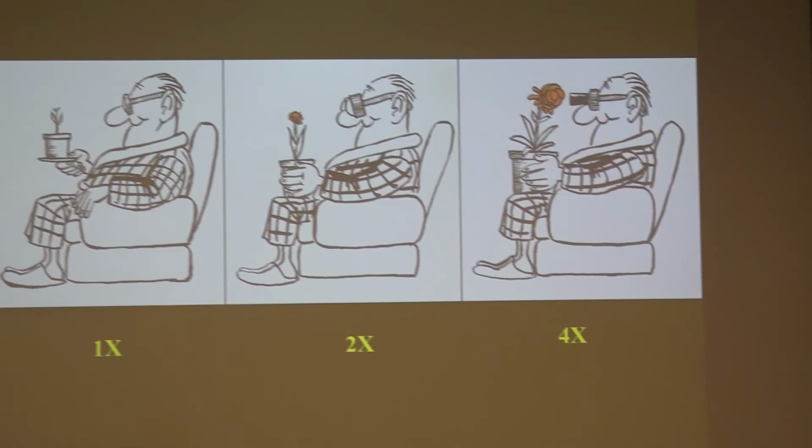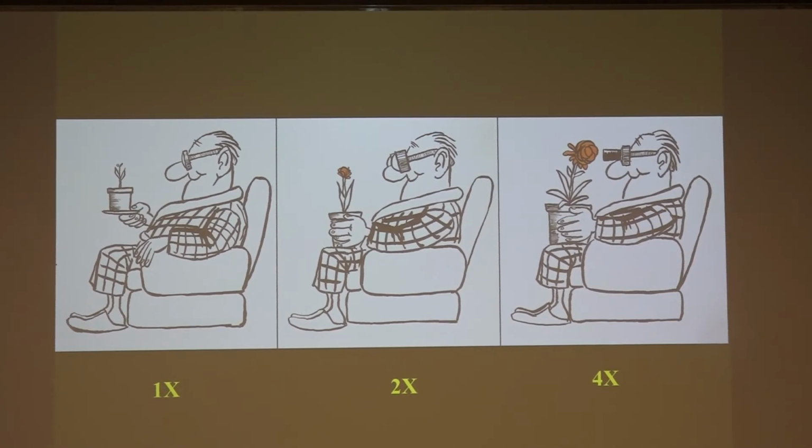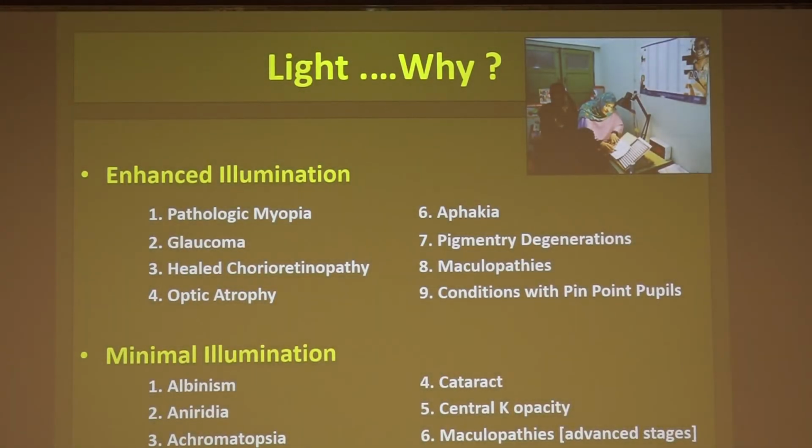This slide illustrates the effect of magnification. The higher the magnification, the bigger the image, and the bigger the retinal spread, and the better the patient's experience. We can help patients suffering from pathological myopia and glaucoma, etc. by increasing the illumination. On the opposite, patients suffering from albinism, aniridia, and achromatopsia use their residual vision in low illumination.